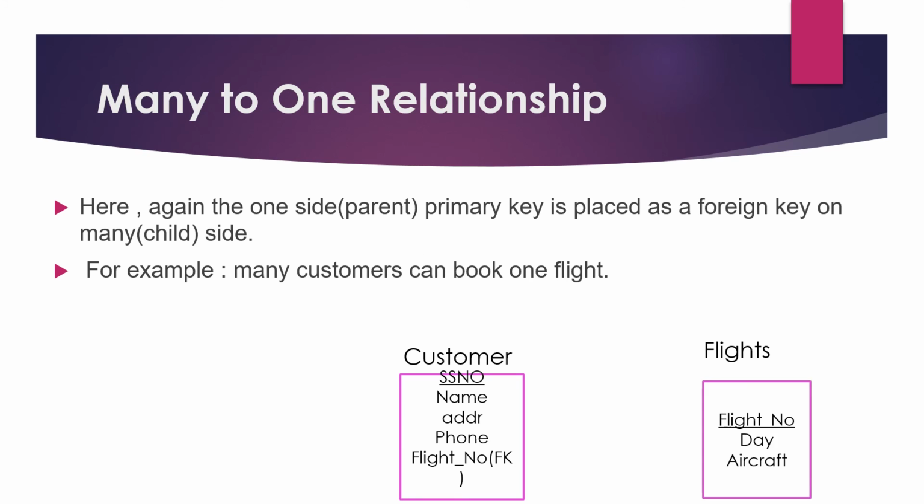Next is the many to one relationship. Here again one side is the parent having the primary key and the second side is the child side having the foreign key. Many to one relationship means many customers can book one flight. So here M represents many and 1 represents 1. So many customers can book one flight.